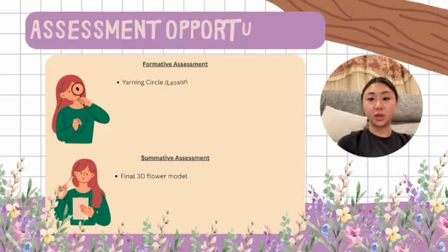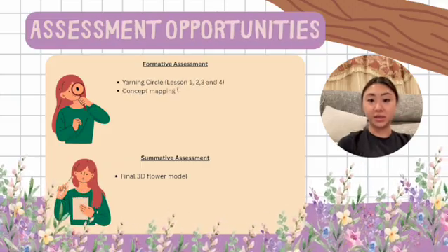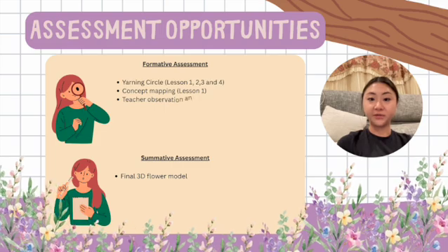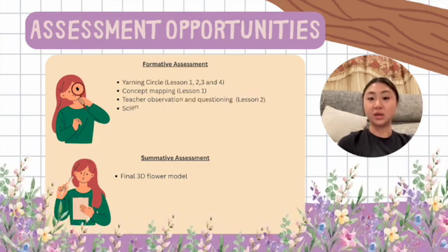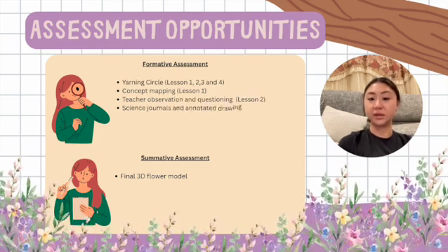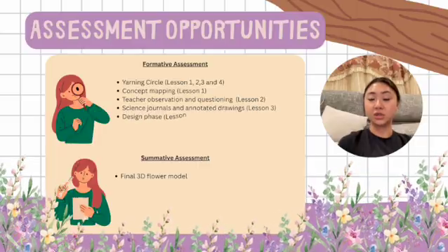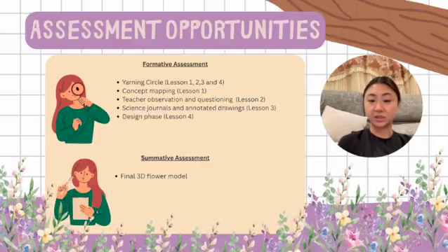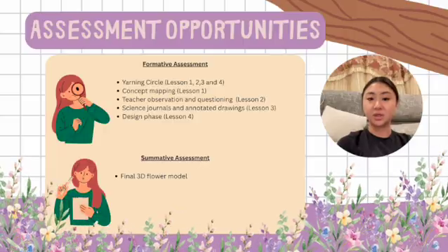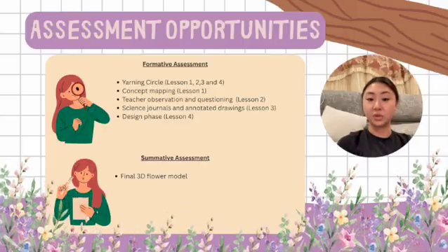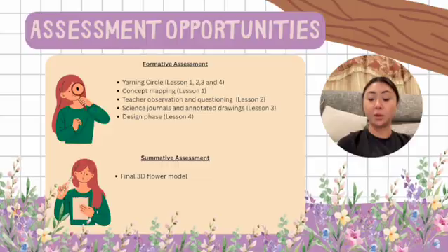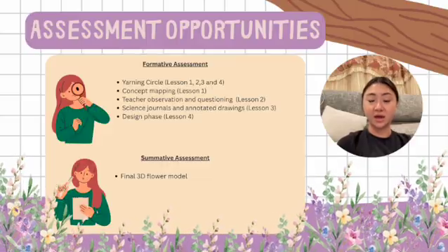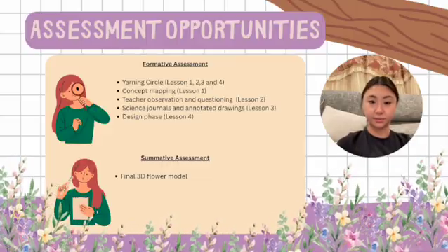Assessment opportunities were integrated into all these lessons. For formative assessment, you'll be able to see it in the yarning circles and discussions, and this can help monitor the students' understanding of the lessons and content. For summative assessment, you will be able to clearly tell from their final 3D flower model whether they have grasped the content.